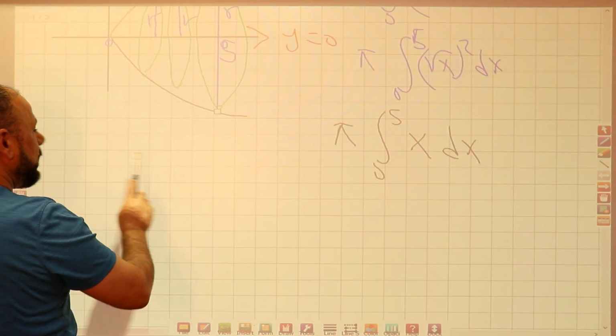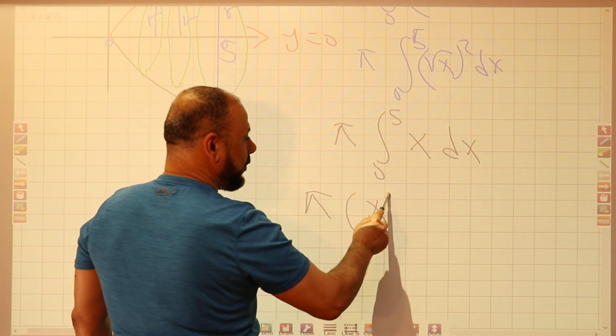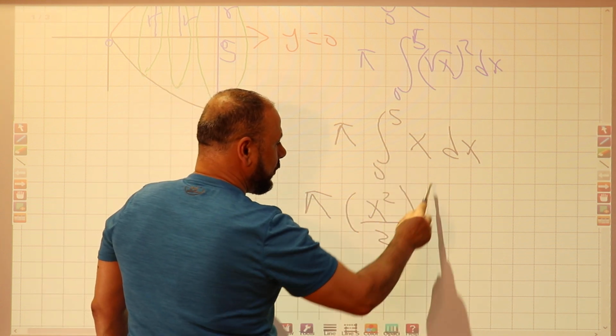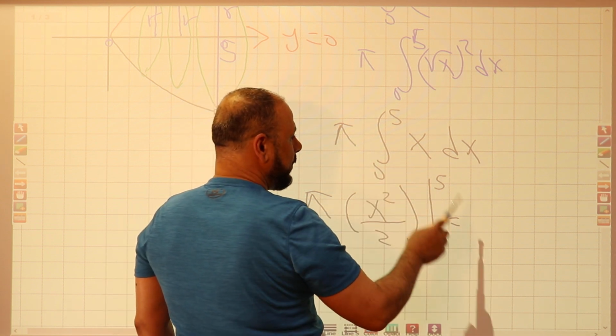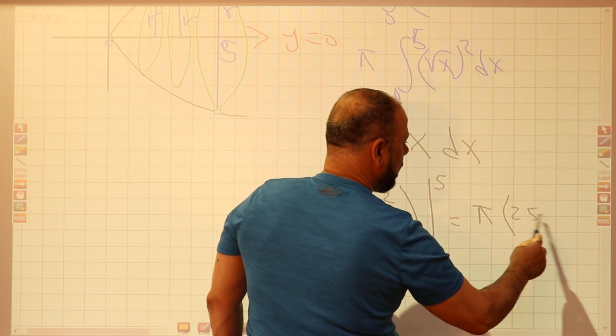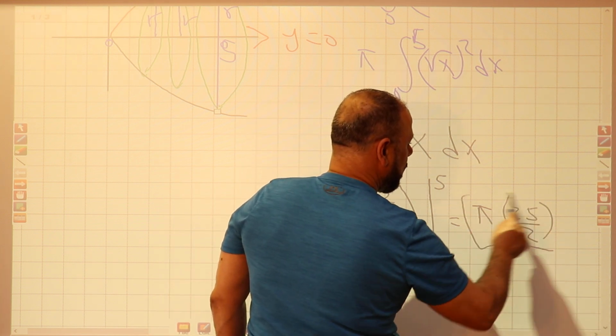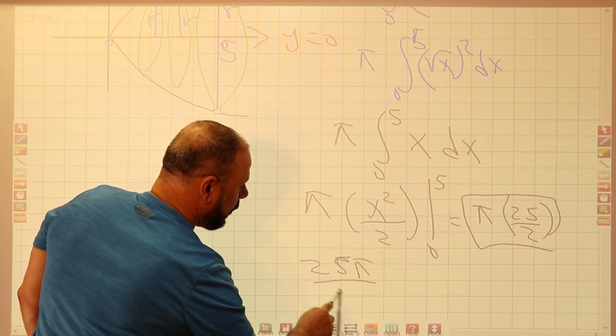Now equals pi, the integration of x is x squared over 2 from 0 to 5, which is pi times 25 over 2. Or you can write it as 25 pi over 2.